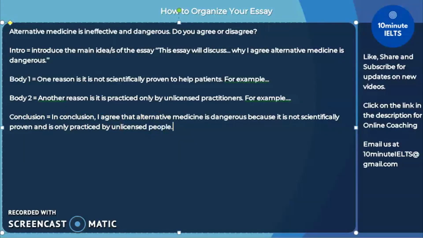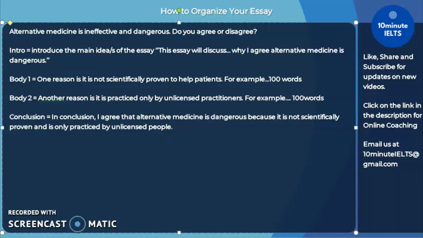That could be 250 words so long as I make the example long, so that we don't need to write so much in the introduction or the conclusion. So I hope you understand how simple the format can be if you just understand the idea of one paragraph equals one main idea. Let's take a look at another question.